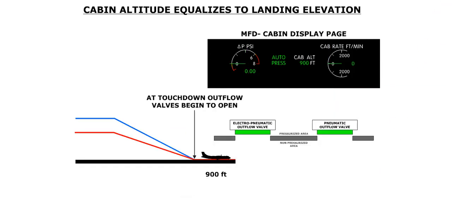After touchdown, the digital controller will then open the outflow valves, so as to increase the cabin altitude to the landing field elevation that was set during the pre-flight. During this depressurization phase, the controller will use a maximum climb rate of 550 feet per minute. Once the cabin altitude is equal to the landing field elevation, the outflow valves will be fully open.